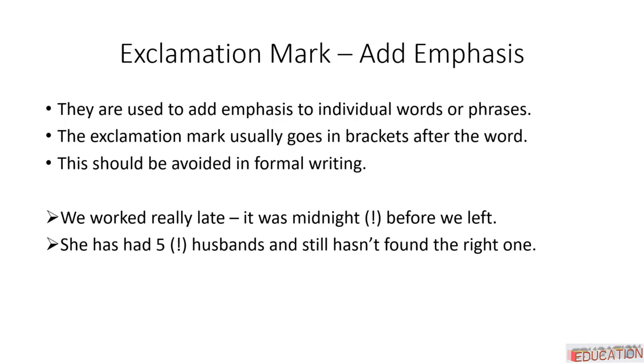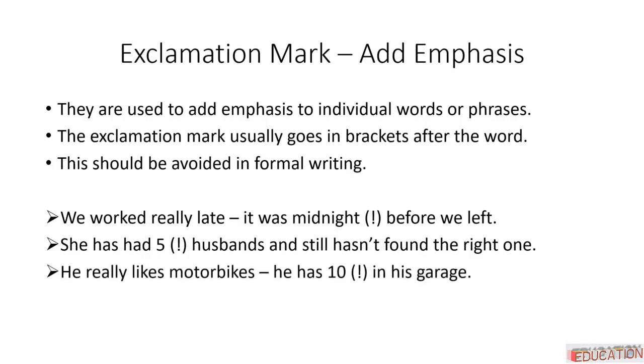Or, "She has had 5 husbands and still hasn't found the right one." But with the exclamation mark, "She's had 5 (!) husbands and still hasn't found the right one." So this emphasizes the 5. That's quite a high number for husbands. Or for motorbikes, "He really likes motorbikes. He has 10 (!) in his garage." So 10's quite a lot to have, especially when you can only ride one at a time.